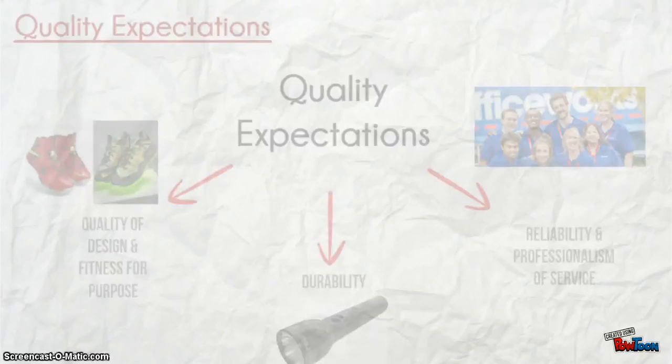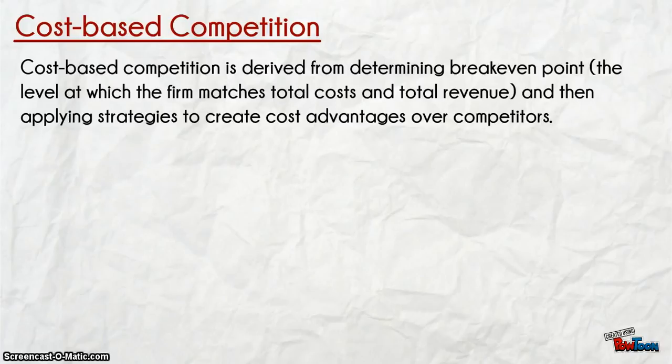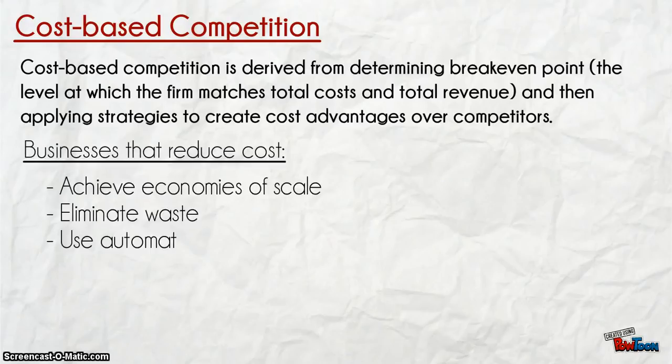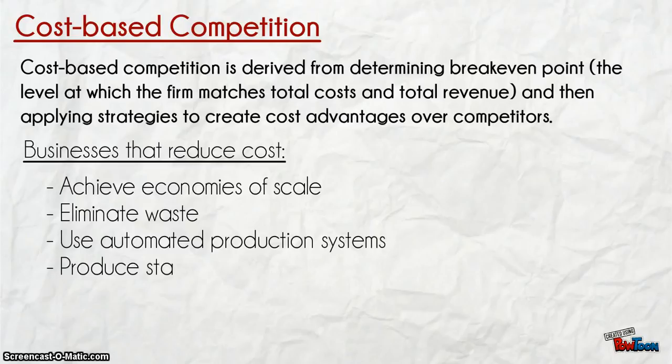Now, our next influence is that of cost-based competition. You've got to cast your mind back on this one to the preliminary syllabus, where we looked at break-even point and how a business needs to meet total costs in order to start making a profit. So they need to create and apply strategies to get cost advantages over competitors. Businesses that reduce costs achieve economies of scale, which means the more you produce, the cheaper it gets because you get a lot more efficient at it.